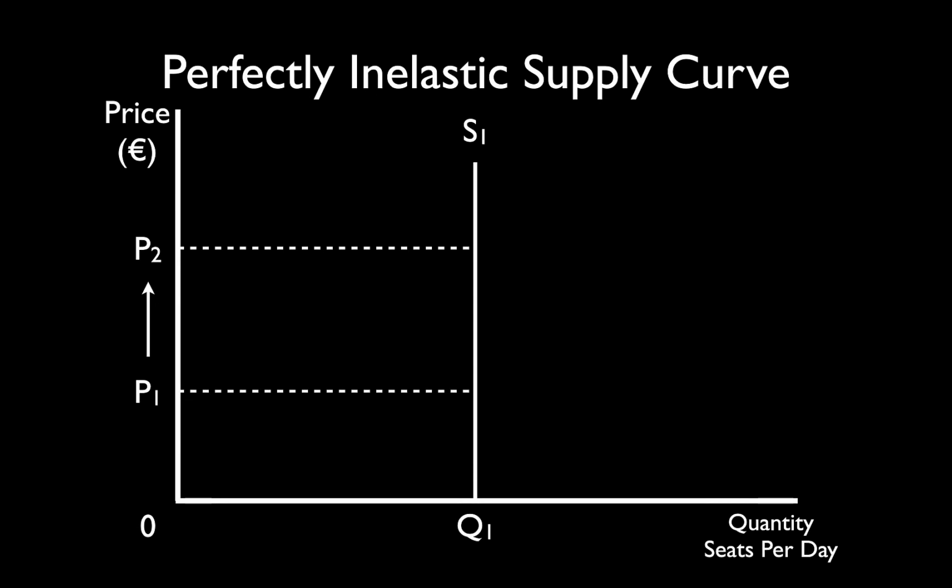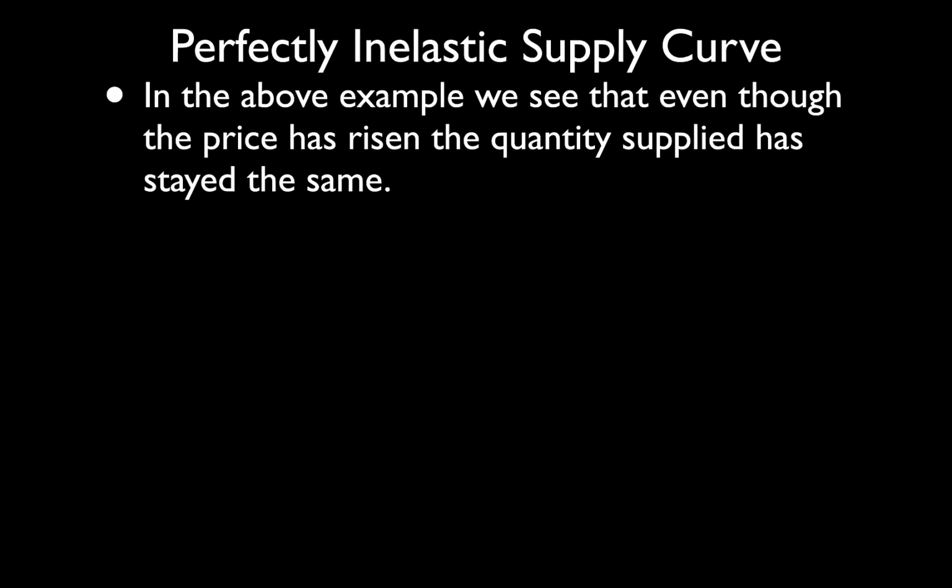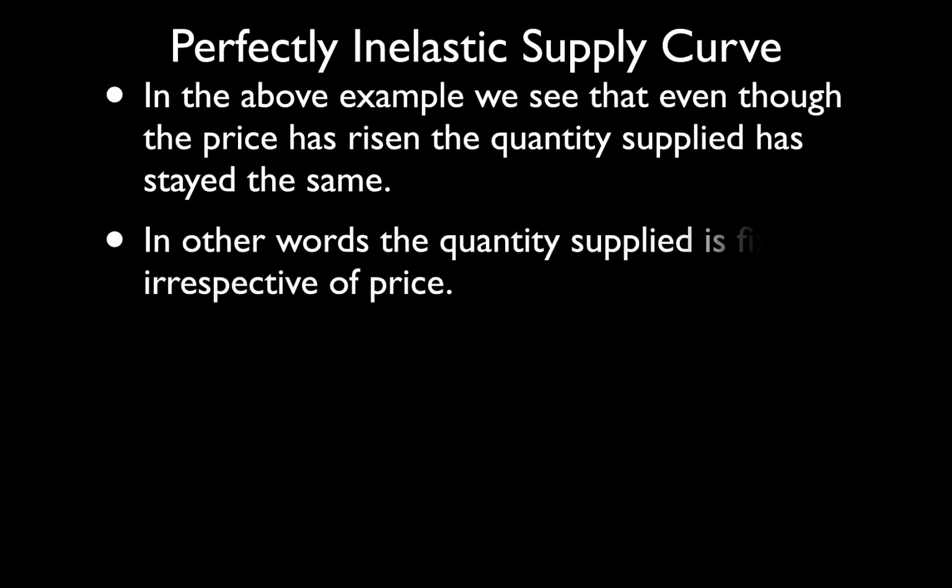All right, so there's a fixed amount, and it doesn't matter what the price changes. And I will, of course, knowing me at this stage, hopefully repeat myself, but it won't change. The quantity supplied won't change as price changes. So in the above example, we see that even though the price has risen, quantity supplied stays the same. In other words, quantity supplied is fixed irrespective of price. Now, I do want you to say that because the law of supply is talking about price changes, like the law of demand, but now we're talking about supply.